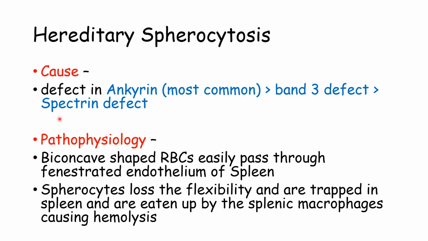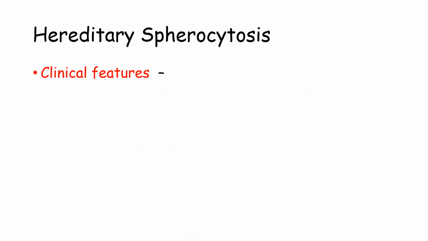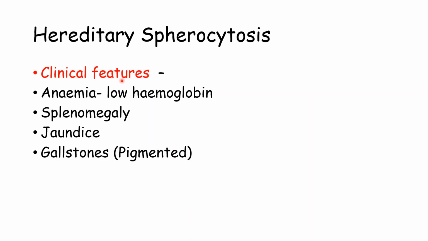Now coming to its pathophysiology. Normally the biconcave shaped RBCs are able to easily pass through the fenestrated endothelium of the spleen, because these biconcave shaped RBCs are very flexible. But the spherocytes are very unstable and that is why they lose their flexibility. While passing through the spleen, they get trapped in the spleen. When they are trapped, they are eaten up by the splenic macrophages and this leads to hemolysis. Because of the hemolysis, there is anemia in this patient, that is, low hemoglobin.